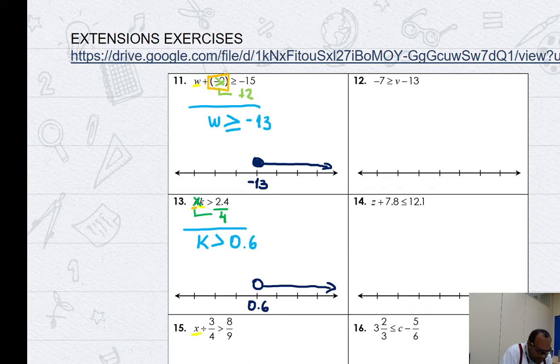Variable x. What is the math operation I have over here? The math operation, Mr. Romeo, as you can see, is divided. Oh, let me change the color. It's orange. Okay, it is divided by 3 fourths. Divided by 3 fourths.